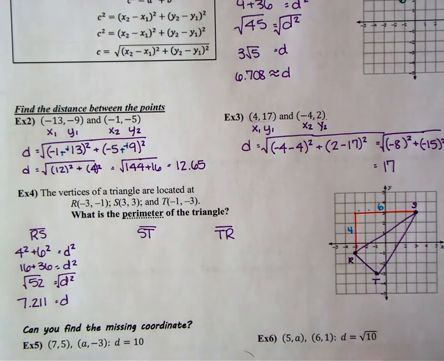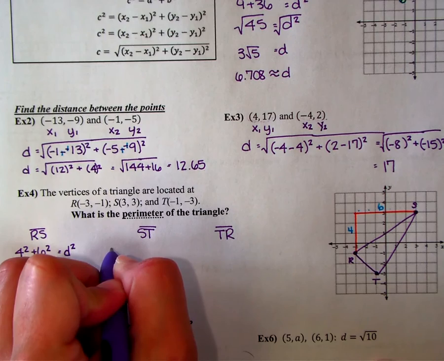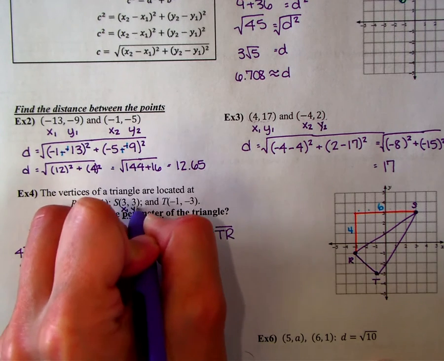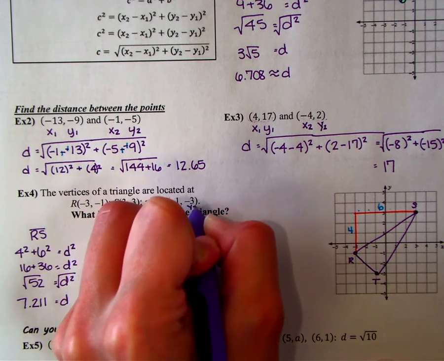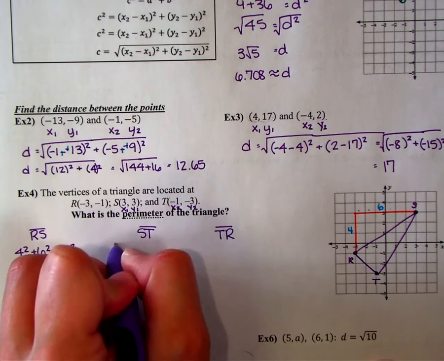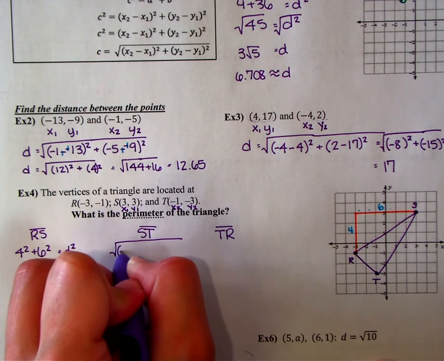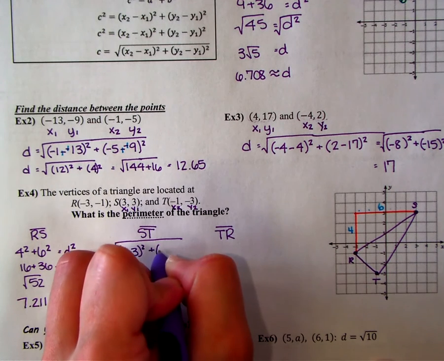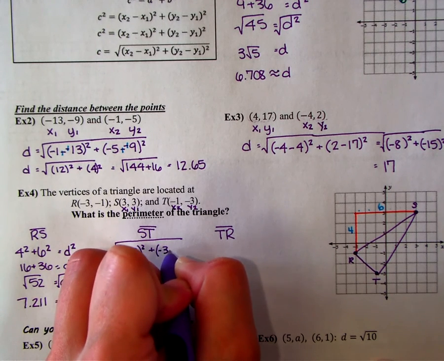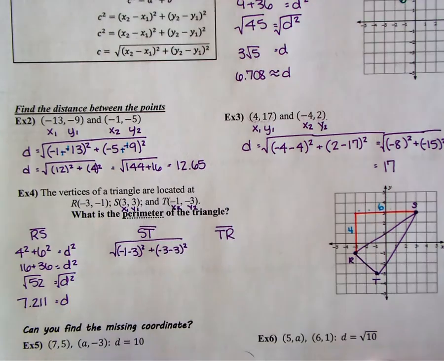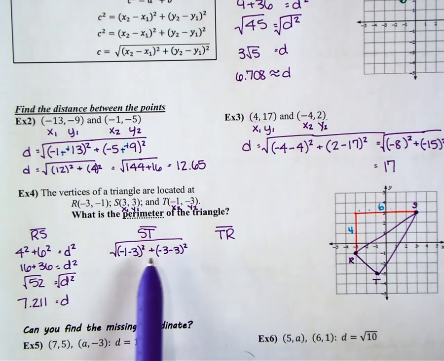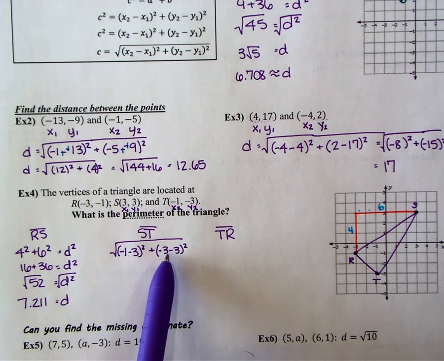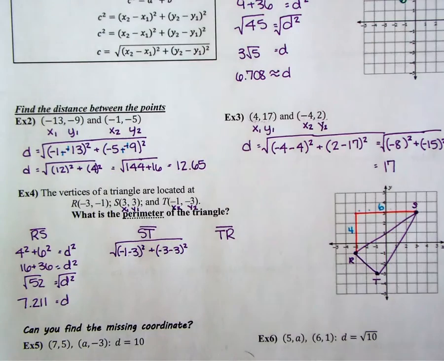ST, we can use a distance formula. So S would be my x1, y1. T would be my x2, y2. So negative 1 minus 3 squared plus negative 3 minus 3 squared. So again, it doesn't matter your order as long as whatever x value you put first, that corresponding y value is also first.